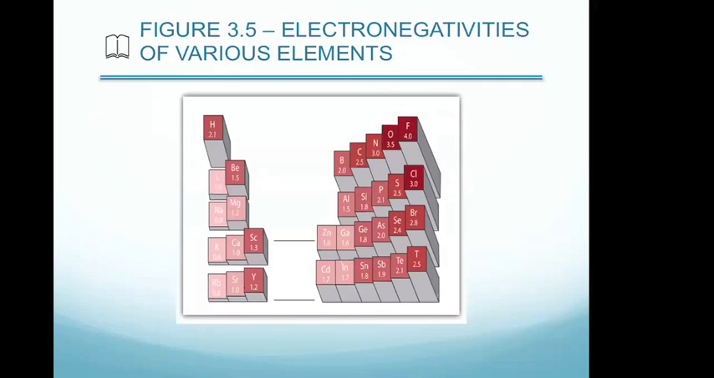So if we look at carbon and hydrogen on the periodic table here, you can see the numbers on them are very close, 2.1 and 2.5. Okay, so the difference between them is less than 0.5. So that tells us that, yes, it's a polar bond, but it's just very slightly polar. Whereas if I look at something like carbon and oxygen, 2.5 versus 3.5, that's a difference of 1. And so that's something that I would call a very polar bond.